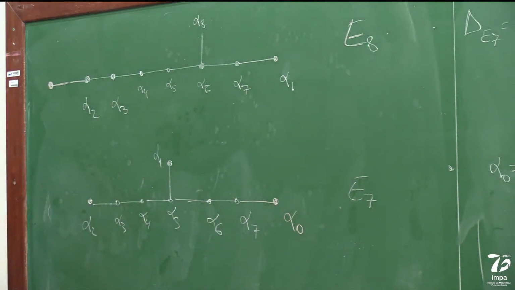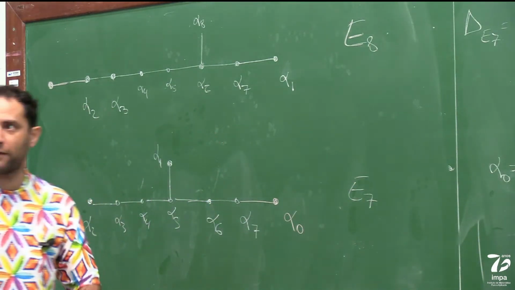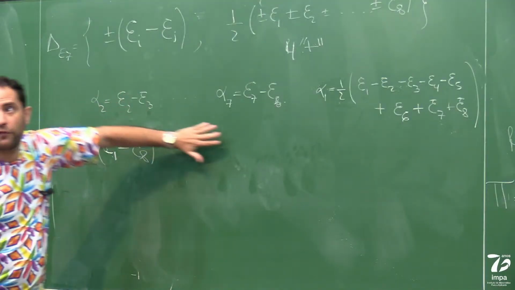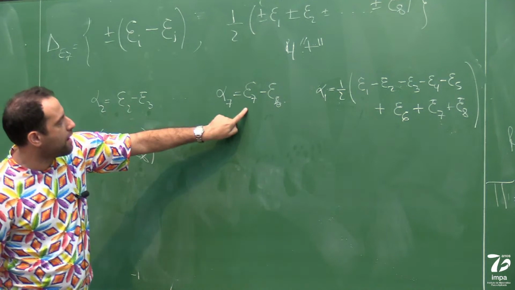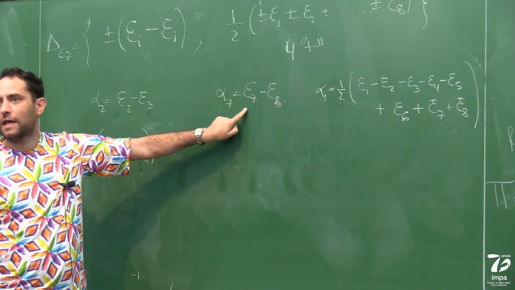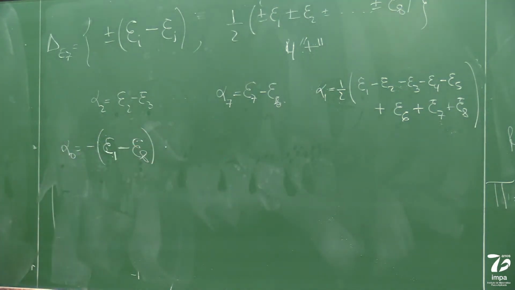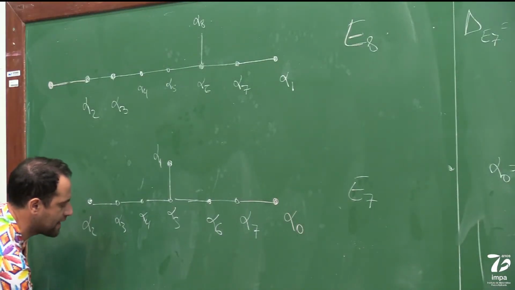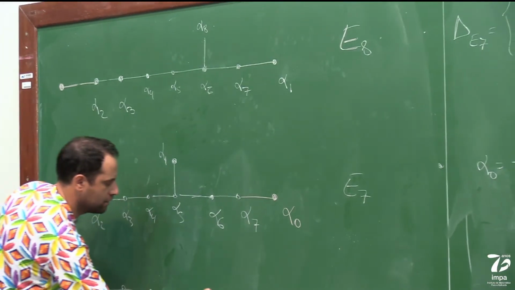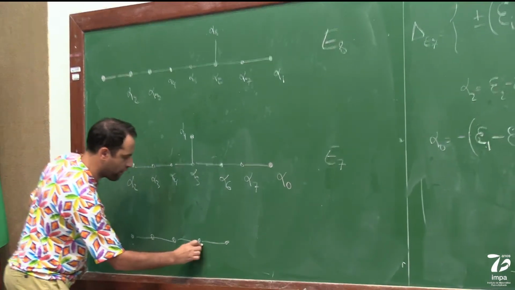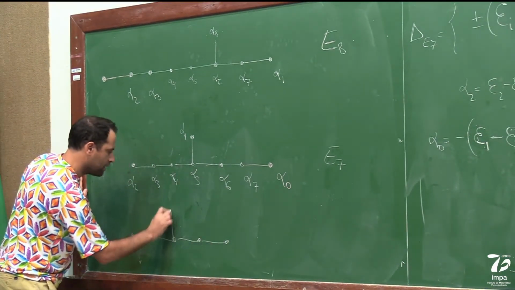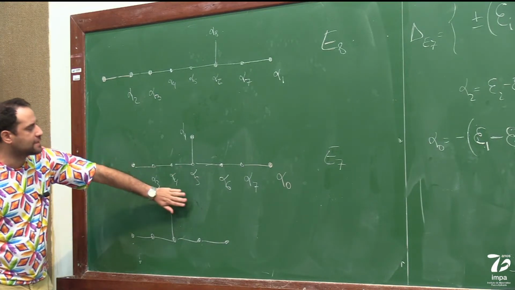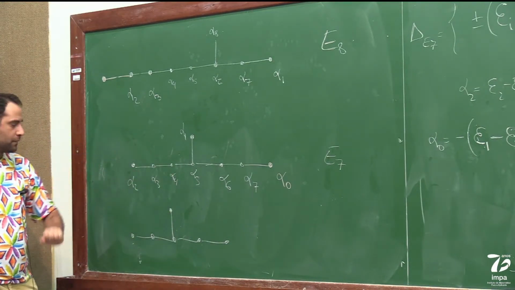I'll leave you E6 as an exercise, because I won't have time to classify them. But E6 consists of, out of all of these things, you take alpha 7 and take the perpendicular to that. So E6 has the following form. You play the same game that I did now. So 1, 2, 3, 4, 5. That's correct. So that's E6. It's just exactly like E7, and you just remove one node.